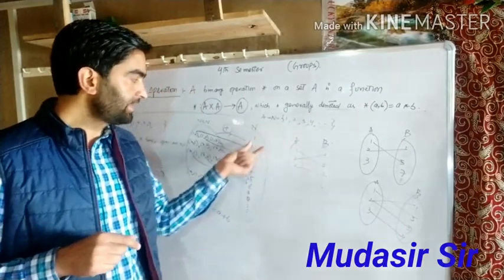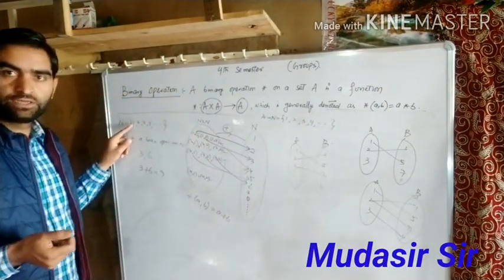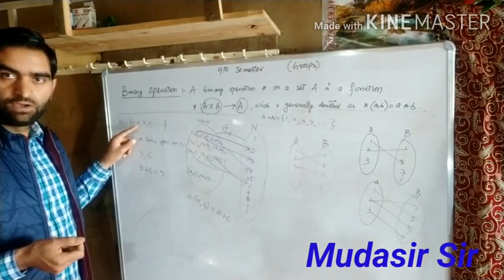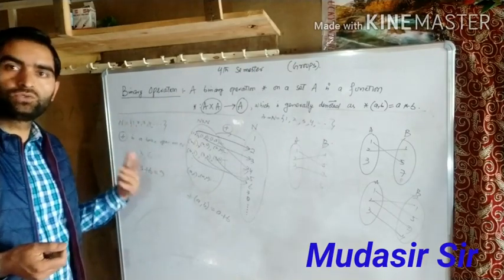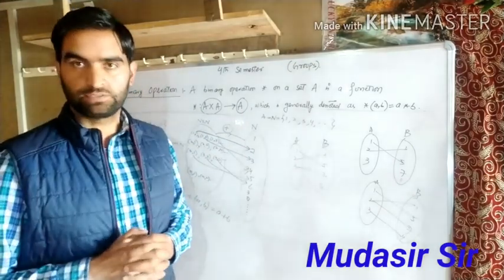Because if N is the set of natural numbers, then what is the Cartesian product? You can get the ordered pairs (1,1), (1,2), (1,3), and so on, (2,1), (2,2), (2,3), and so on. So this N cross N contains all ordered pairs from N to N.